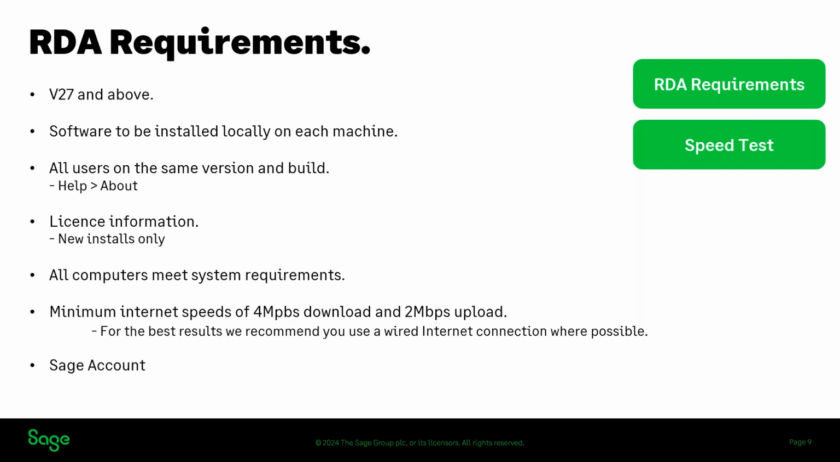If you are wanting to look at what those requirements are, if you have the handout downloaded, in the top right, you can click on those two green buttons. You've got RDA requirements, which is also going to include your system requirements. And also as well, if you want to do a speed test, I've also included that for you as well.